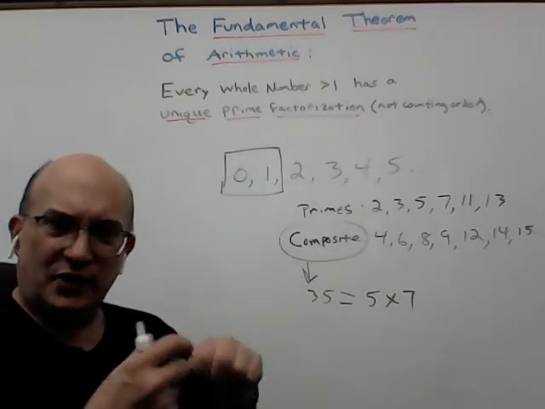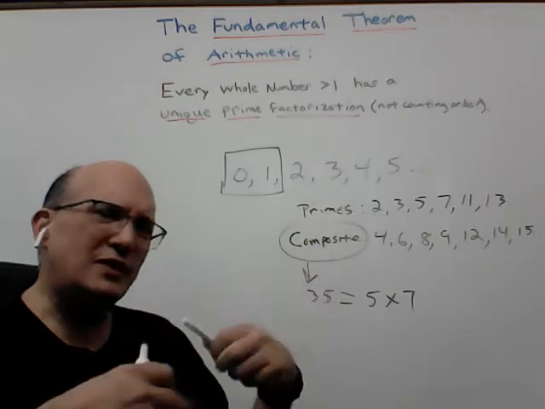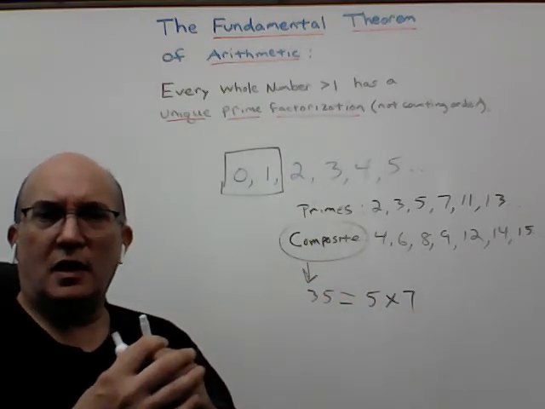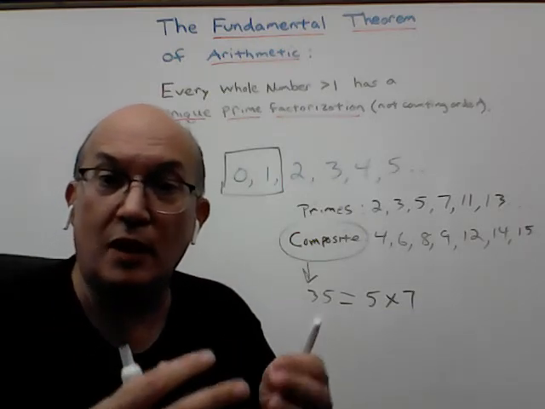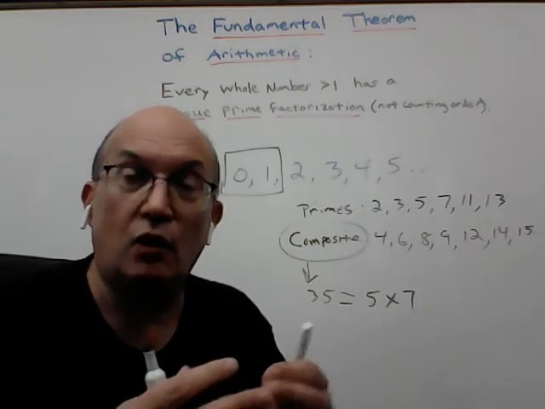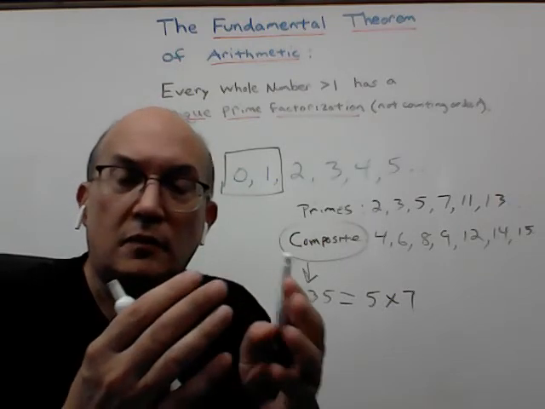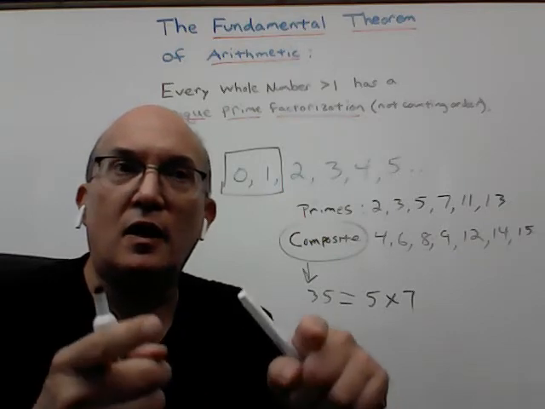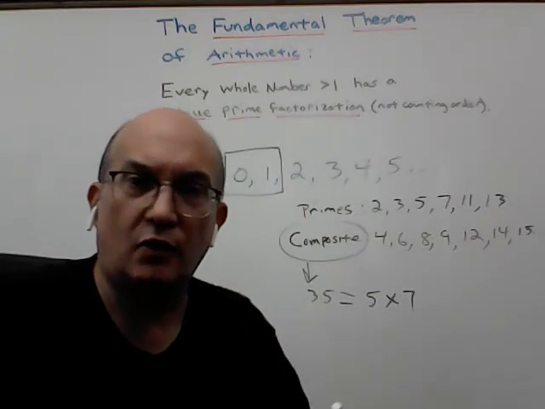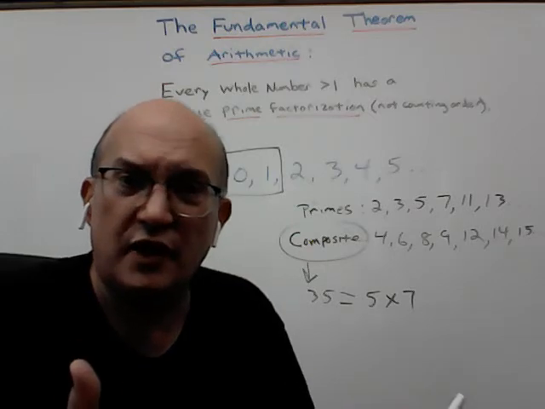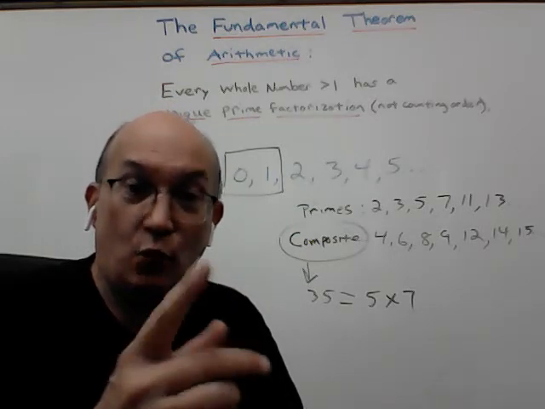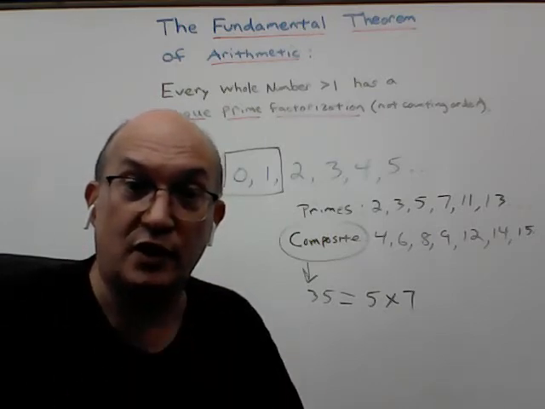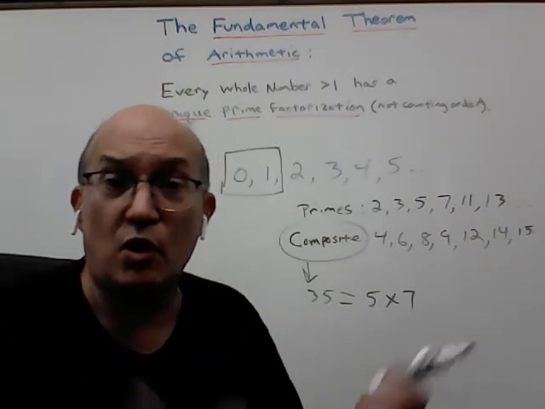Now let's talk a little bit about 0 and 1. Well, let's eliminate 0. How many factors does 0 have? Let me phrase it this way. How many whole numbers are there that multiply to 0? There are an infinite number of them. And one of them has to be 0. 0 times 1, 0 times 2, 0 times 3, 0 times 1,000, 0 times a million, they're all 0.